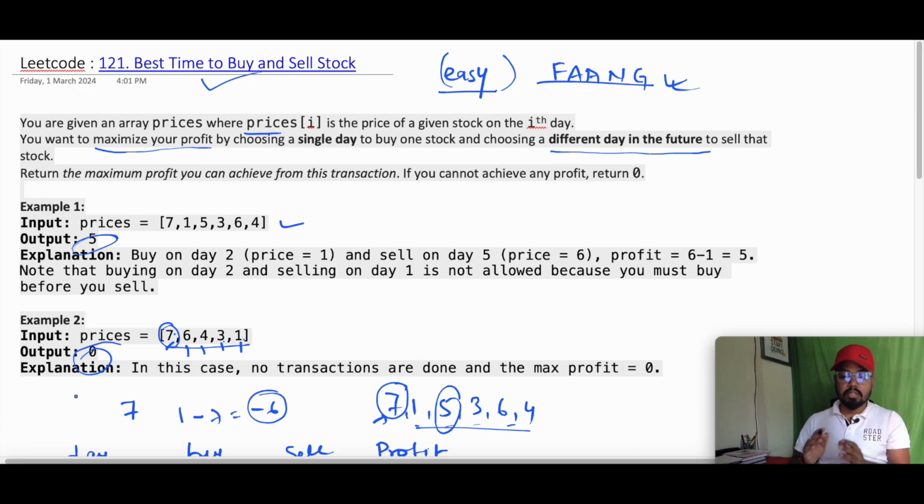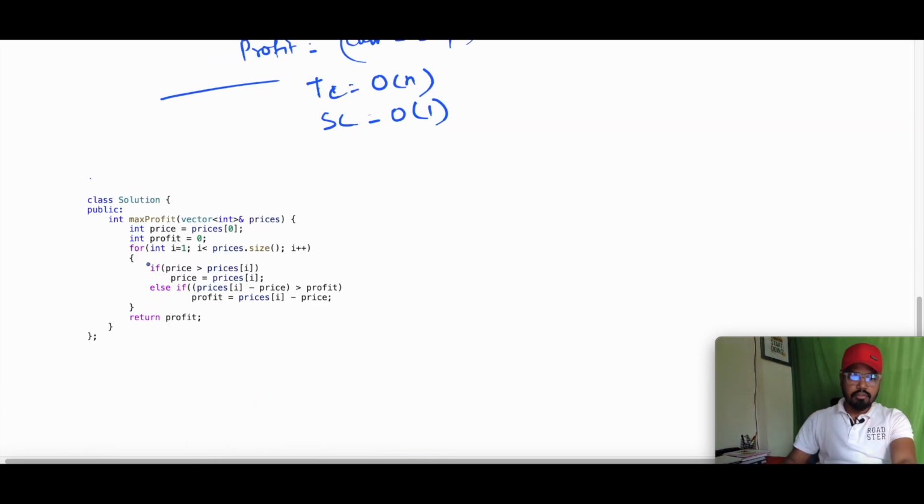Now coming to the code, this is the important part. So see, this is the actual code. What we are doing here is assigning the first element to price. The price is the buy price we discussed, and the profit will be 0 initially. And we are iterating from the first element to the size of the array.